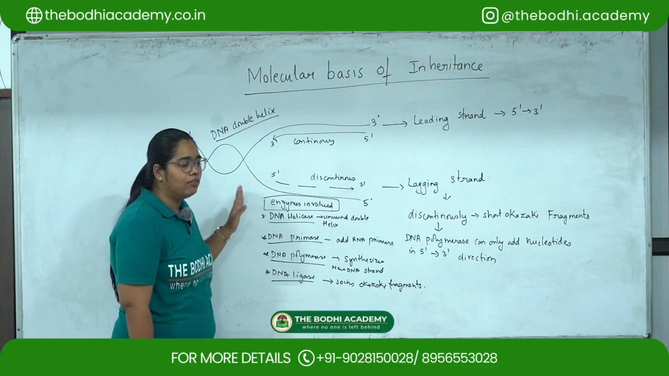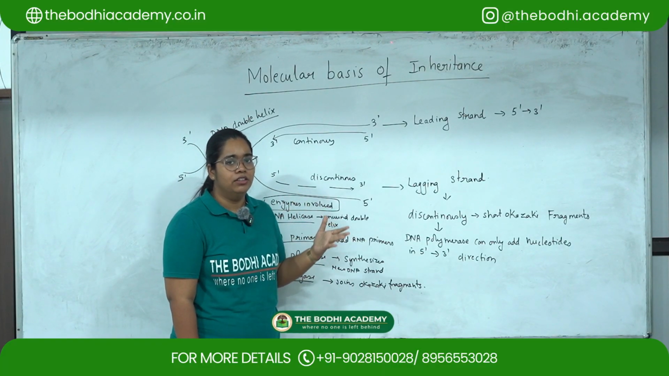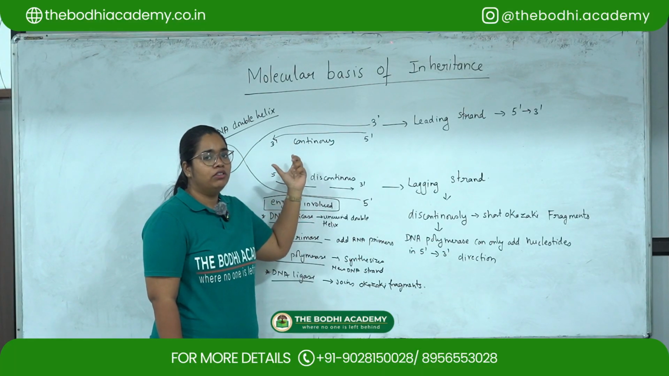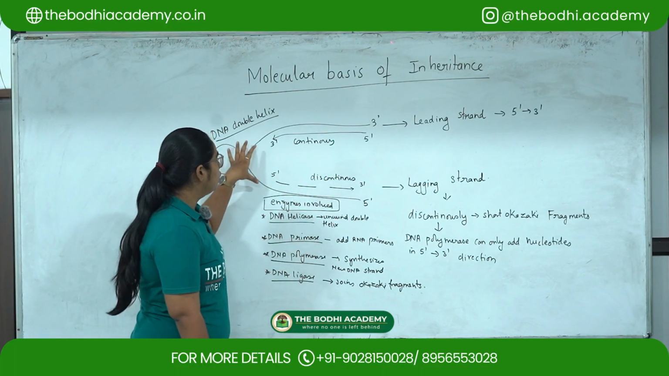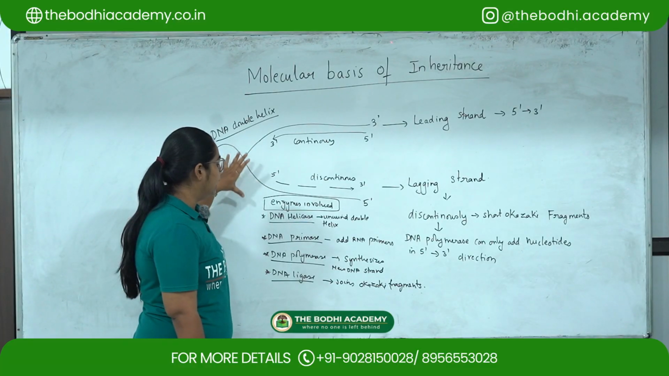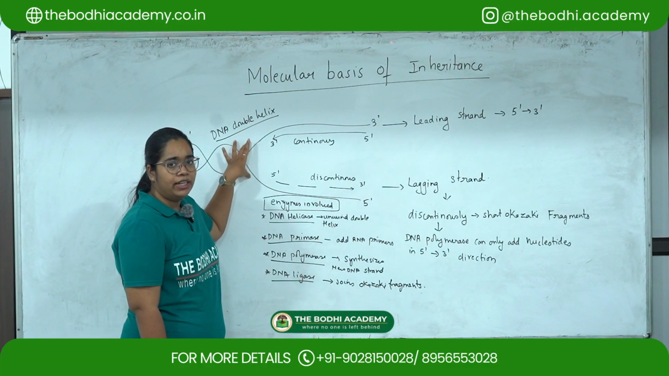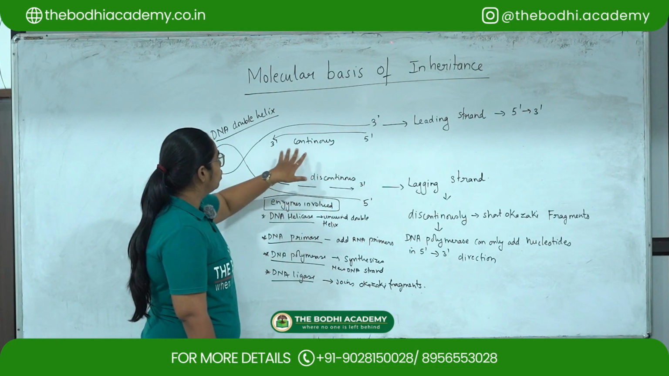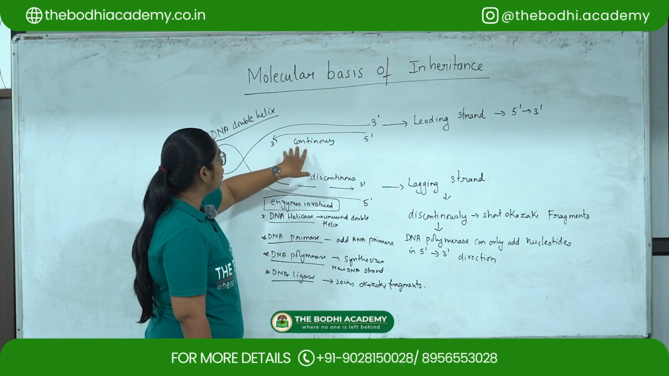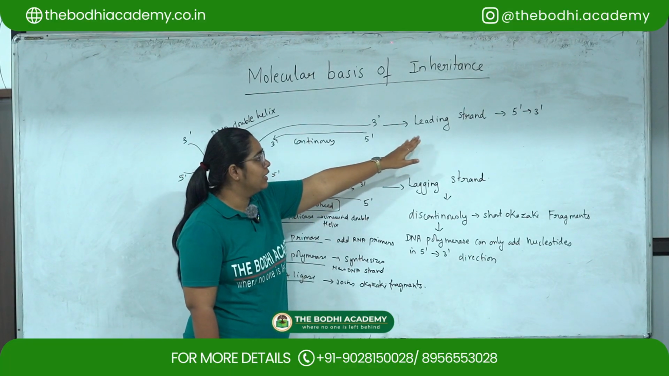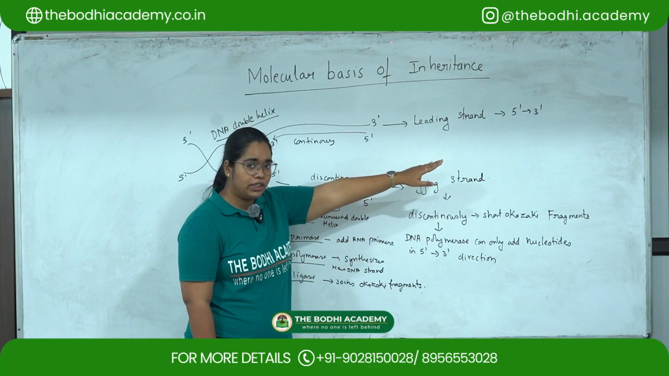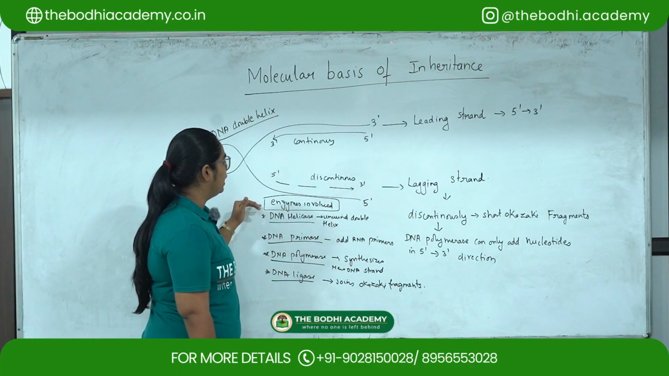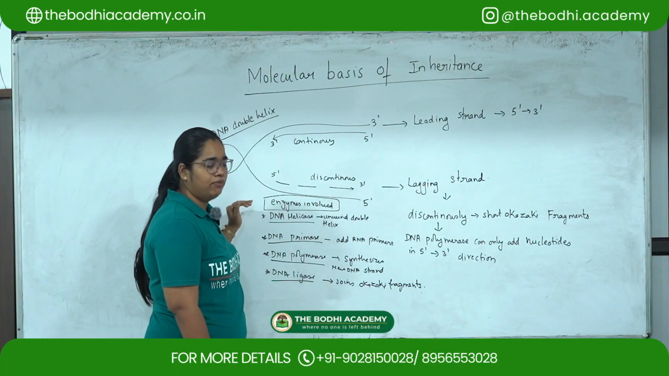Let us now understand why this model is called a discontinuous model. Over here, this is a replication fork wherein the process of DNA replication takes place. A replication bubble is formed when the DNA helicase enzyme binds to the DNA strand. This bubble is formed wherein the replication process starts. This strand is called the leading strand, which has a polarity that is 5 prime to 3 prime, and the second strand is called the lagging strand, which has a polarity from 3 prime to 5 prime.